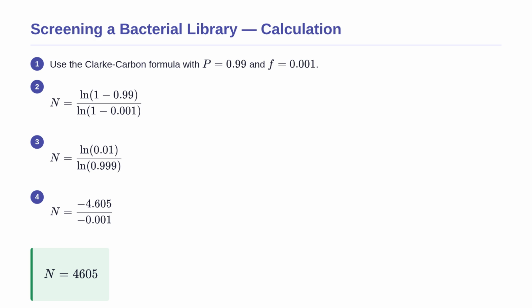By dividing these two logarithmic values, negative 4.605 by negative 0.001, we arrive at our final answer of 4,605. This means you must perform colony hybridization on at least 4,605 individual bacterial colonies to guarantee a 99% chance of finding your specific gene.